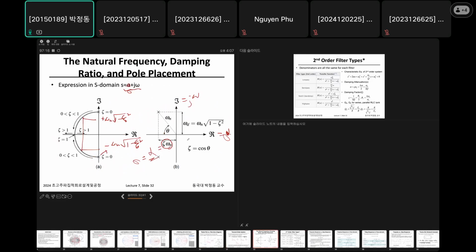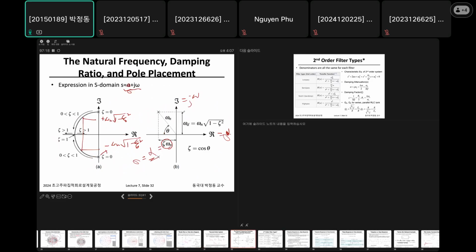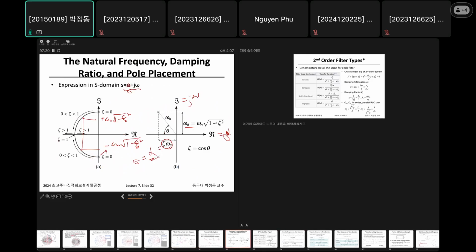So this omega d, as we already observed, is omega n times the square root of 1 minus zeta squared, and this amount is the natural frequency. Okay, so if you make a synthesizer with respect to this, then you will see this is omega.